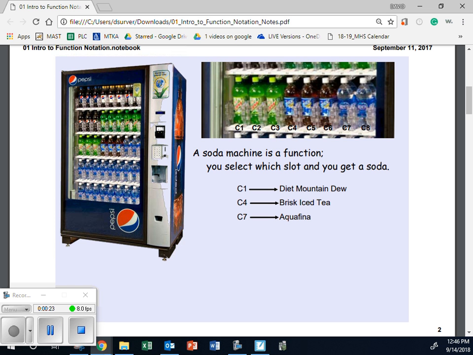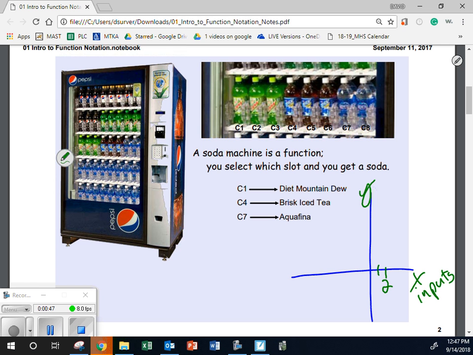In a function, when you put in a number, like when you put in 2 into the function, here's where 2 is. Those are the x's, these are the y's. These are the inputs. The x's are the inputs. So if I put in a 2, then the output is the y. Output.